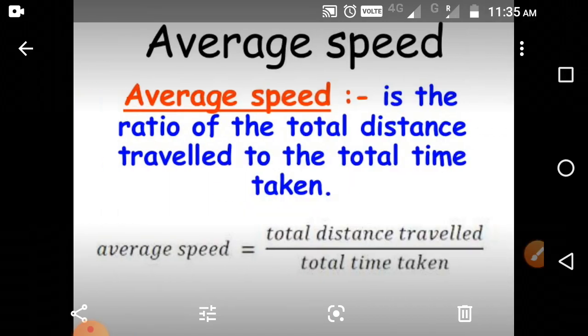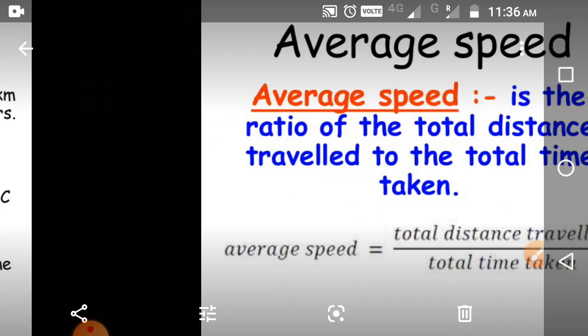What is average speed? Average speed means it is the ratio of total distance traveled by total time taken. Suppose a person travels from A to B, then from B to C. What is the total distance traveled? The total distance will be the sum of the distance from A to B and the distance from B to C. Similarly, the total time is the time from A to B and the time from B to C. So that is what we are finding in average speed. What is average speed? It is the total distance traveled divided by total time taken.